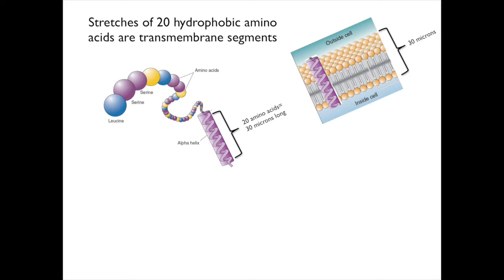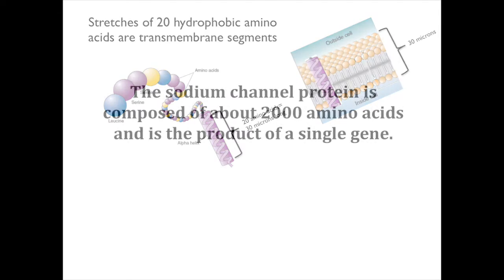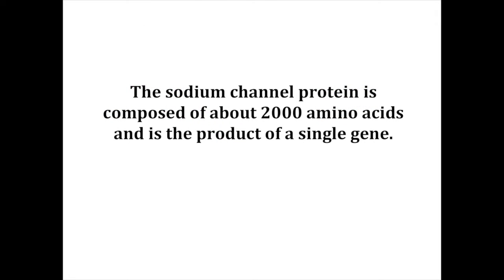Next, we consider how these features come together to show the structure of an ion channel. We turn first to the sodium channel, because it was the first channel that was cloned and whose amino acid sequence was first determined. The sodium channel protein is composed of about 2,000 amino acids, and it is the product of a single gene.